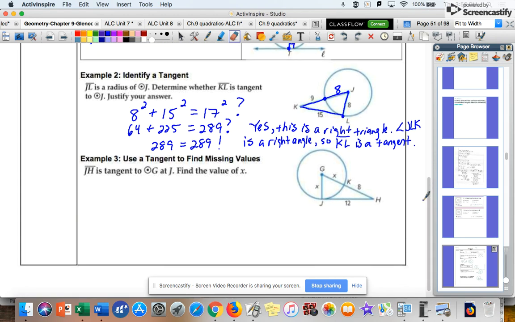Okay? All right, let's do a little bit of work on example 3. So let's take a look at what we got, kind of similar to the last one. It is saying that JH is tangent to circle G at point J, point of tangency J. Find the value of x. So we do know that this is a tangent, and therefore this is a right angle, and therefore this is a right triangle. And so now let's go ahead and determine the value of x. This one is going to bring out some algebra that we haven't worked with much lately. That's kind of exciting for me though.